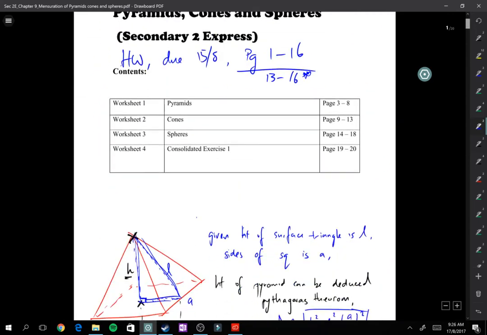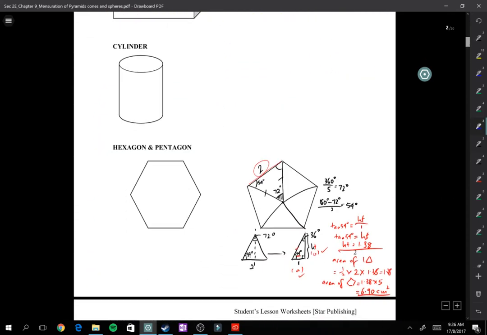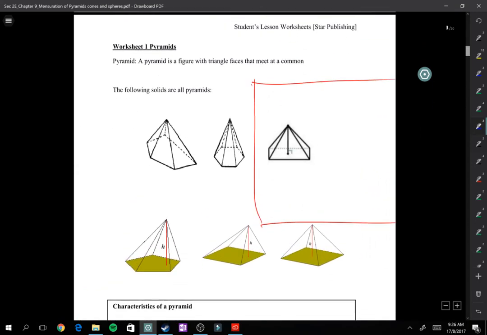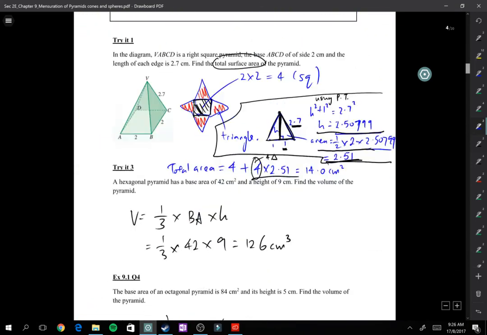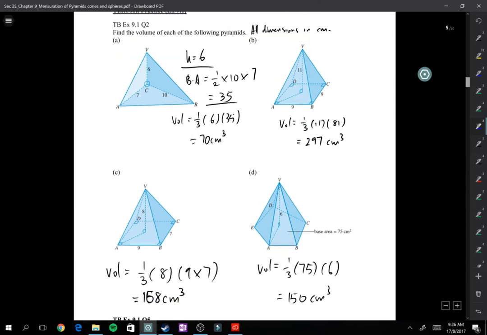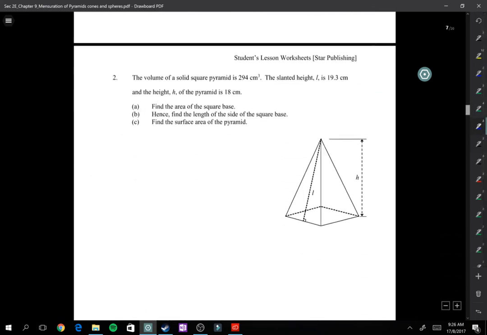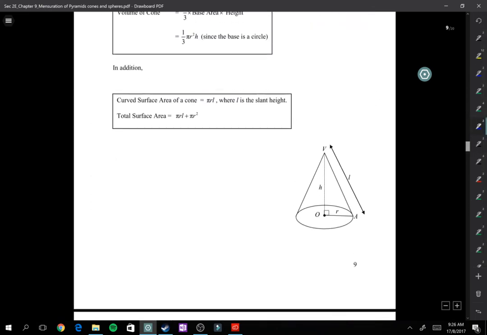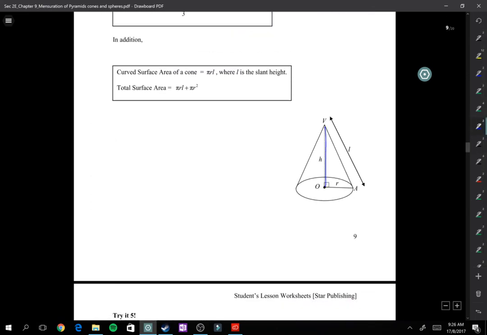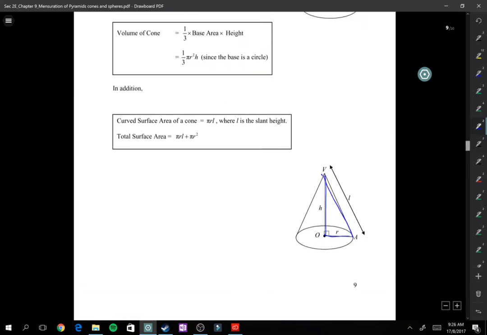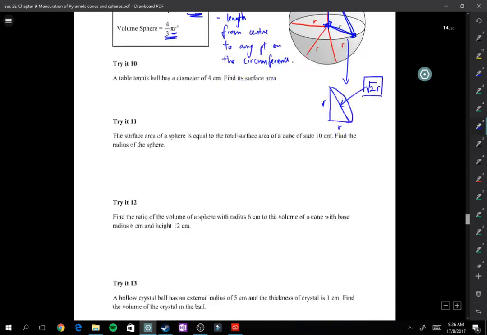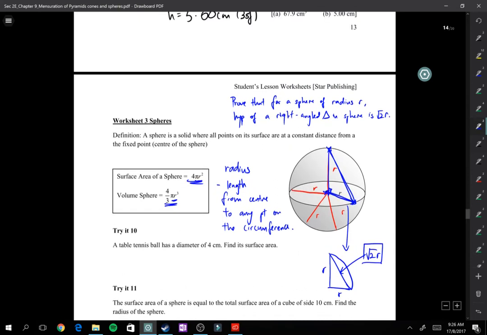So we started off with hexagon, pentagon, a pyramid. Remember in the pyramid there's a right angle triangle here. And then we went on all the way to cone, and like I've just mentioned, the cone has also a right angle triangle here. And then finally we went all the way to a sphere, and I also mentioned that in a sphere it is possible to draw a right angle triangle as well.